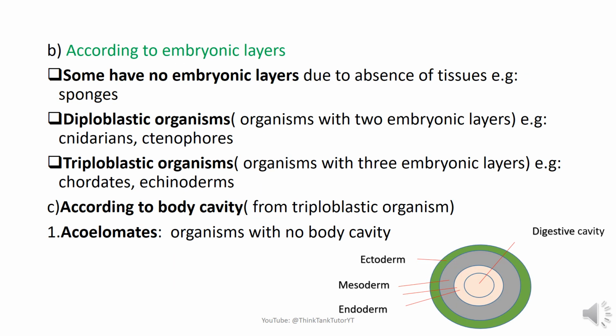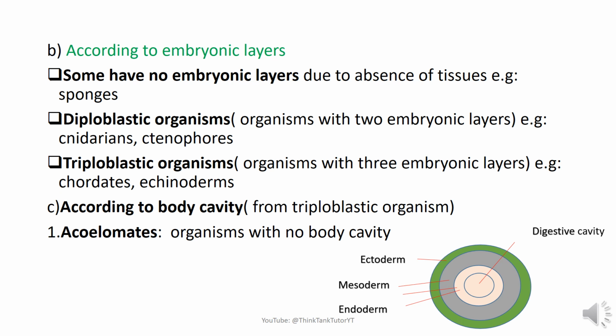According to embryonic layers, some organisms have no embryonic layers due to absence of tissues. Example, sponges. Then diploblastic organisms have two embryonic layers. Example, cnidarians and ctenophores. Triploblastic organisms have three embryonic layers. Example, chordates and echinoderms.